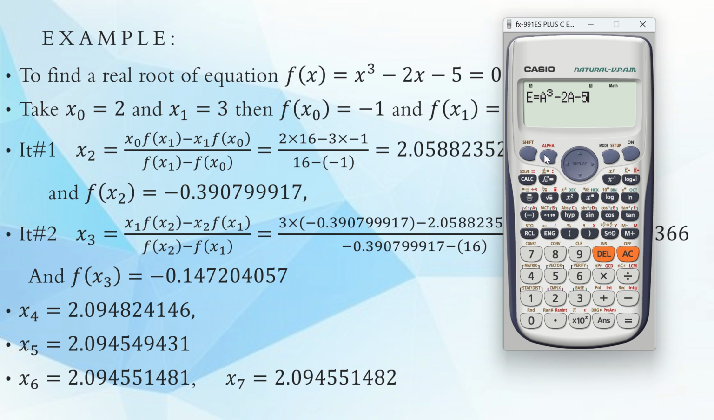And then separator, this is alpha and this one, because I'll be finding f as well. So again alpha, and then I press this one, this is f, and then equal, and then I'll write the same formula, just the difference will be replacing a with b. So alpha, and then we have b, and then we have cube of it, so shift and then this one cube. So b cube minus 2b, alpha, and then b, and then minus 5.